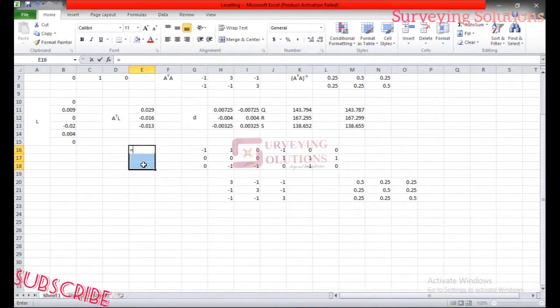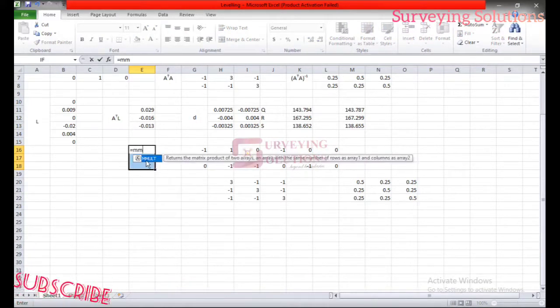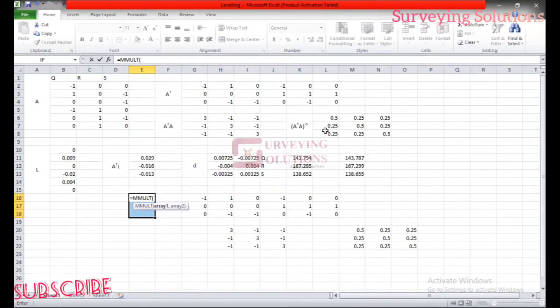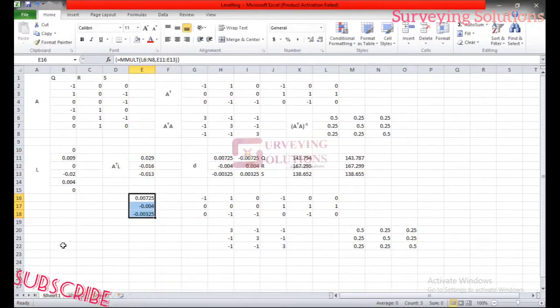Please ensure you do these things yourself, because that's the essence of this video, the essence of bringing it up to this point. M mult, right? So we have A transpose A inverse, which is this, then comma, A transpose L, which is this. Good. So Control Shift Enter. So we have the product. This is D, the final answer.